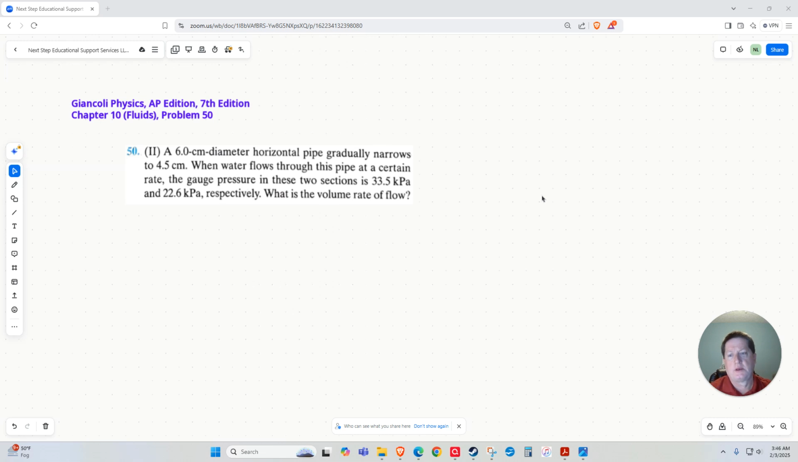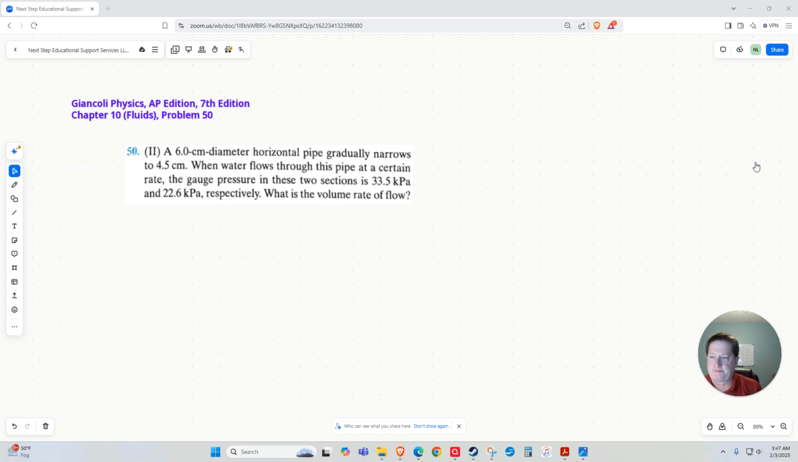This problem reads, a 6 centimeter diameter horizontal pipe gradually narrows to 4.5 centimeters. When the water flows through this pipe at a certain rate, the gauge pressure in these two sections is 33.5 kilopascals and 22.6 kilopascals respectively. What is the volume flow rate? So go ahead and pause the video, take a few minutes, see if you can set this one up. Come on back and compare notes.